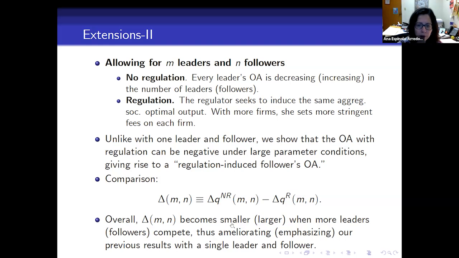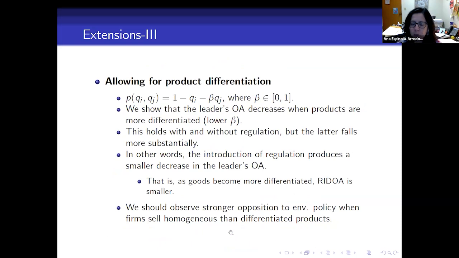However, this regulation-induced decrease in the leader's output advantage becomes larger when more followers compete, thus emphasizing the results that we just discussed. So then the next step is to examine what happens when we have product differentiation. The way in which we are introducing product differentiation here is by re-examining the demand, right?